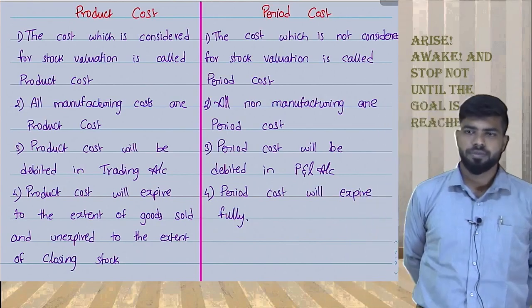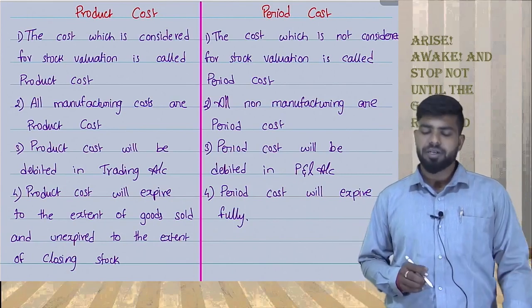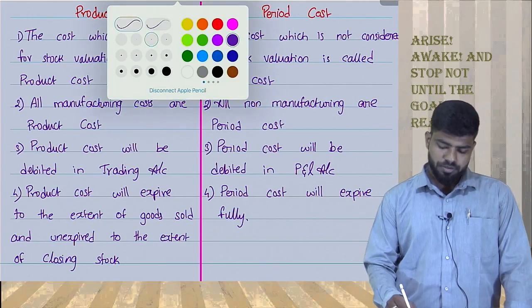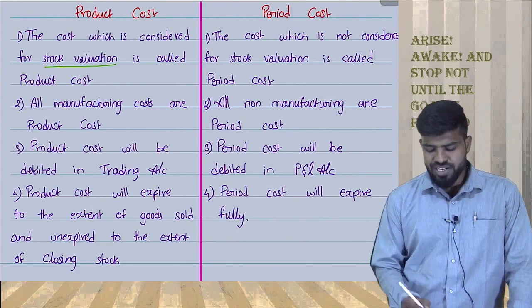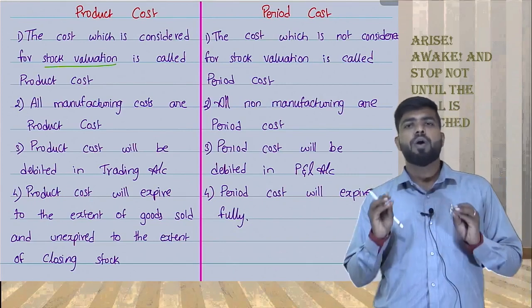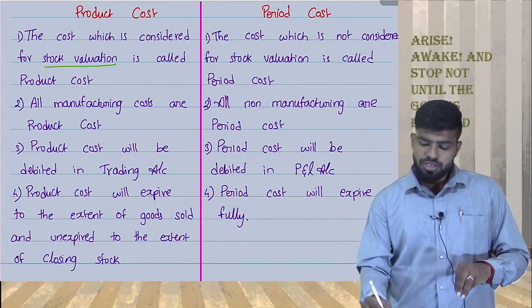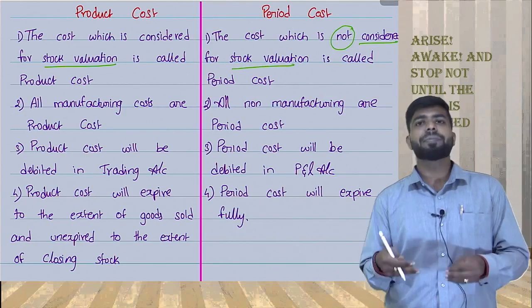Okay, I hope everyone copied. Let us understand product cost and period cost. What is product cost? The cost which is considered for stock valuation is called product cost. Whatever the cost that were considered for stock valuation is called product cost. The cost which is not considered for stock valuation is called as the period cost.